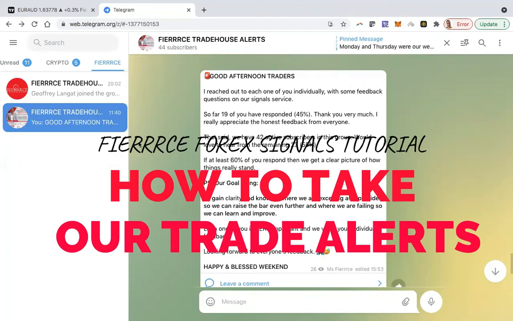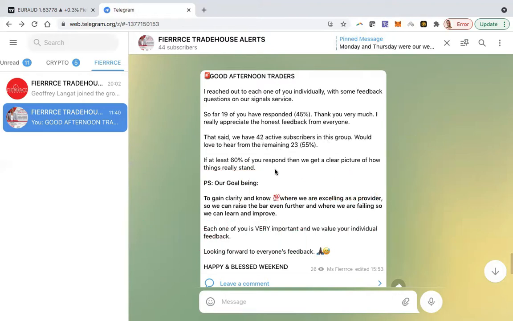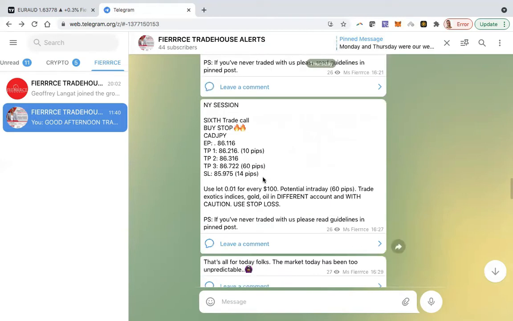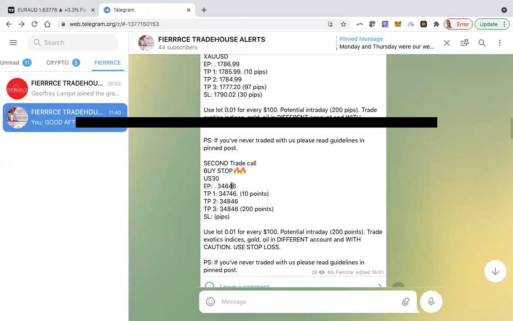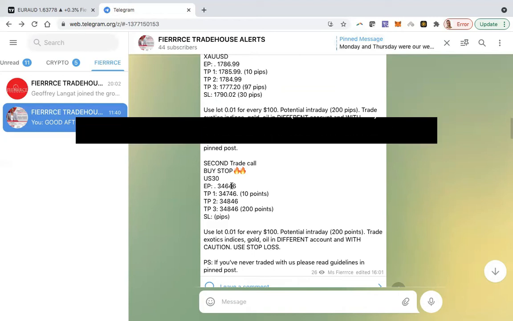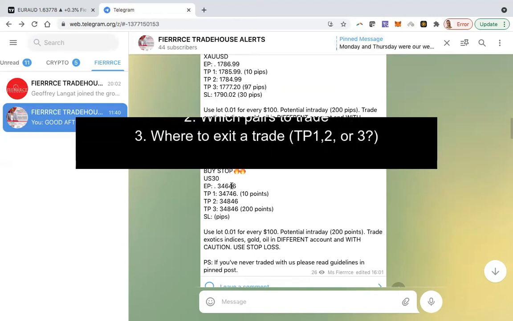The reason for this recording is that there are three main items I wanted to touch on. The main focus is how to take my trade alerts, how to literally take them. There were three items. The first suggestion you guys wanted was a tutorial of how to take my trades, which is what I'm doing right now.